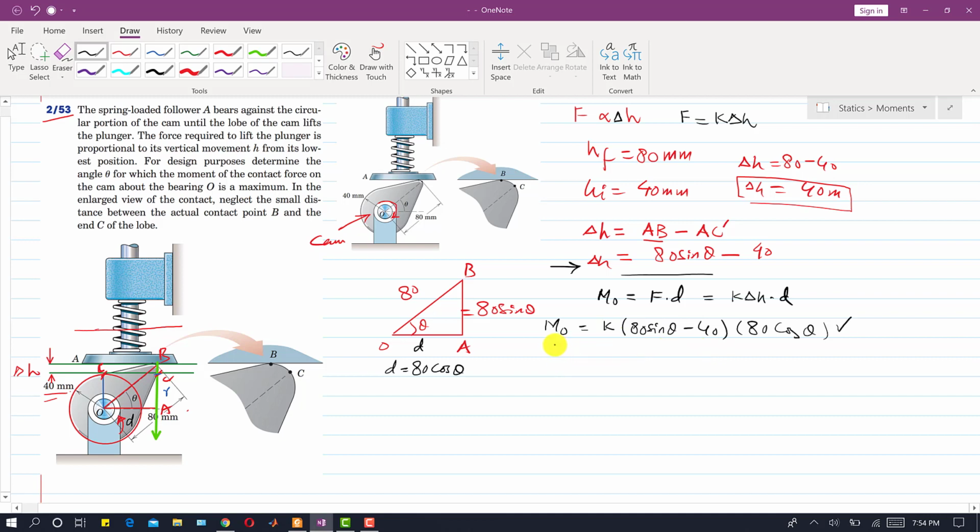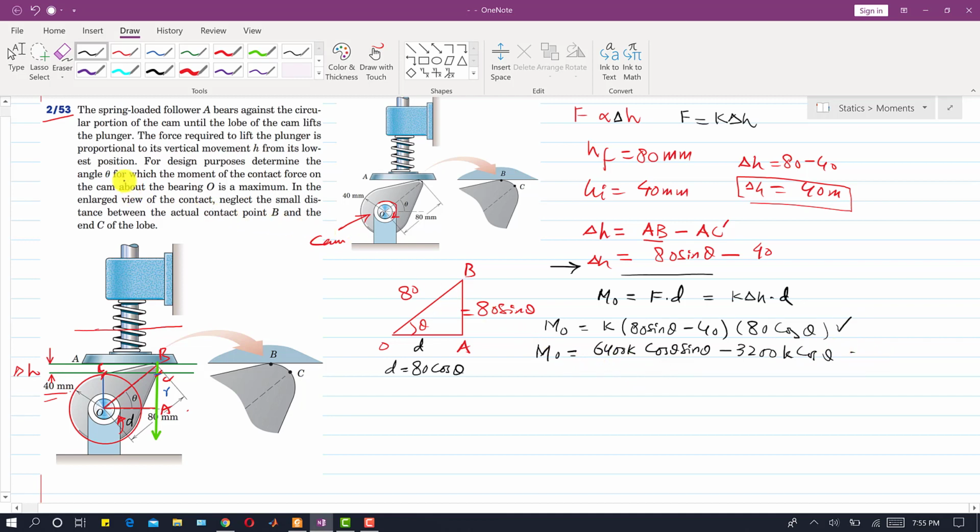So now when we multiply this, what will we get? We will write moment about O. When I multiply this K with this and then with this, we will get 6400 K cos of theta sine of theta. I have multiplied this AT with AT, so 6400 K cos of theta and sine of theta. And then I will write minus 40 into AT, so 3200 cos of theta and also this K. So I have to write 3200 K cos of theta. So this is the general equation.